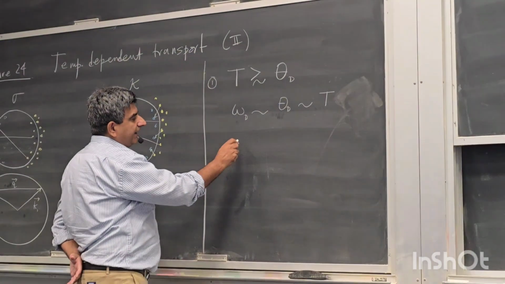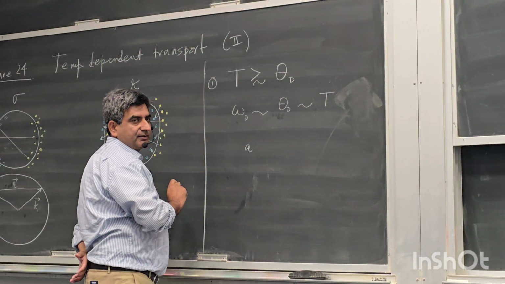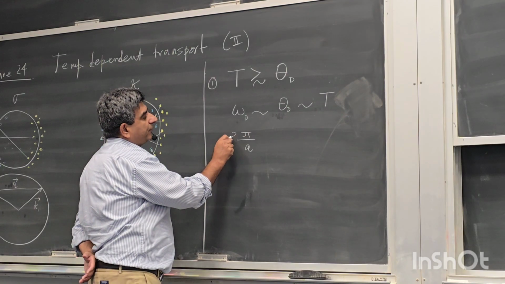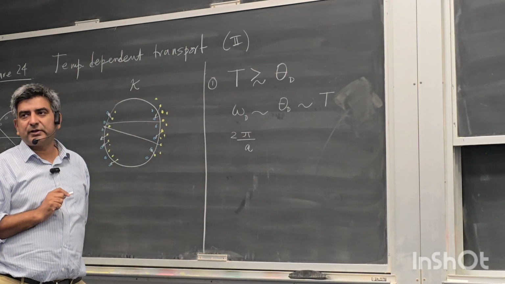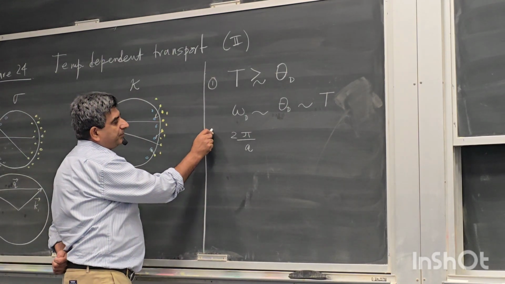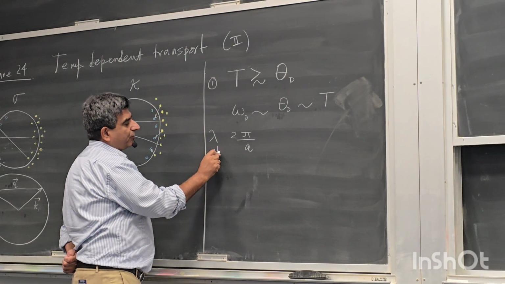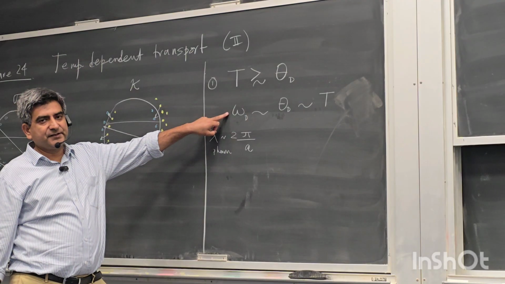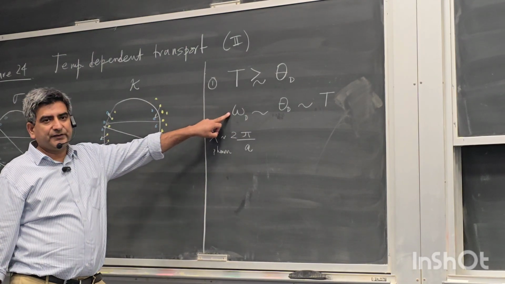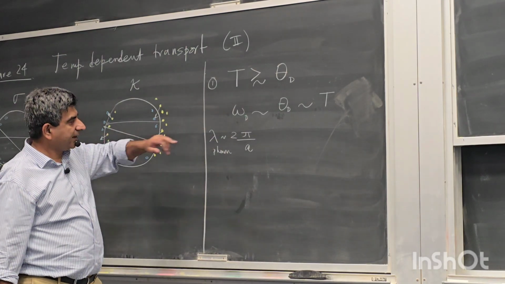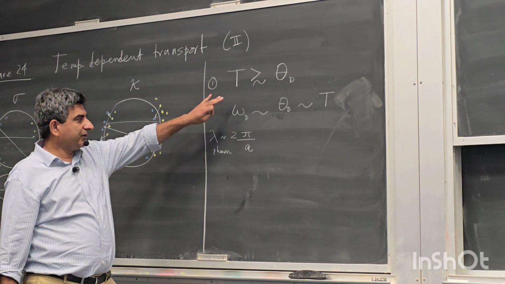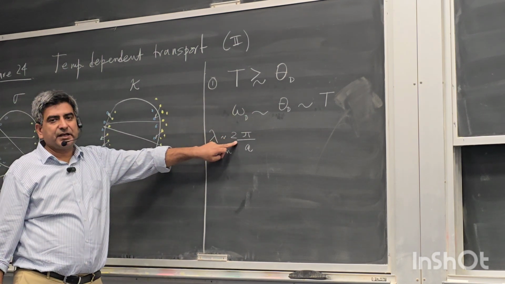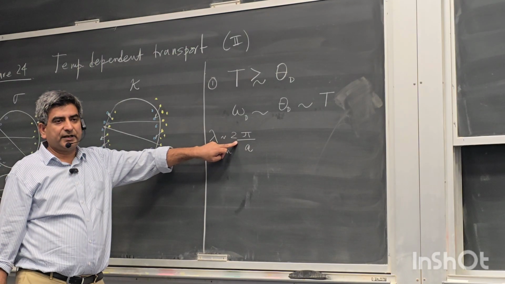So if a is the unit cell spacing, then 2 pi over a is the length of the reciprocal lattice vector, and this would be the wavelength of the phonon. This is how the Debye frequency is defined. The Debye frequency is such that phonons with the frequency equal to the Debye frequency have an effective wavelength that is comparable to the length of the reciprocal lattice vector.